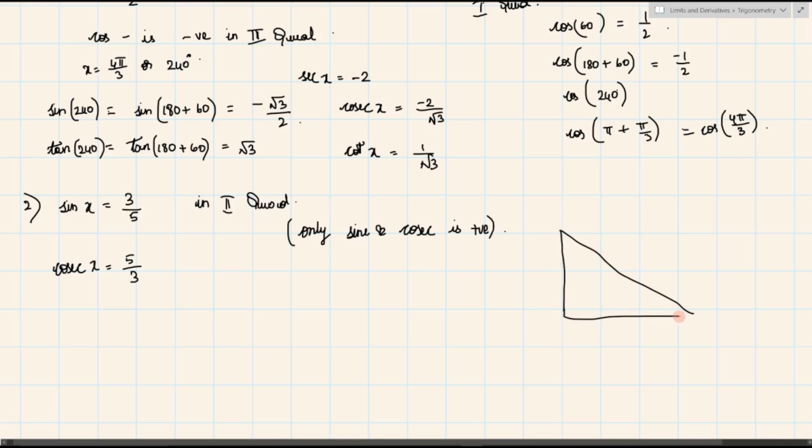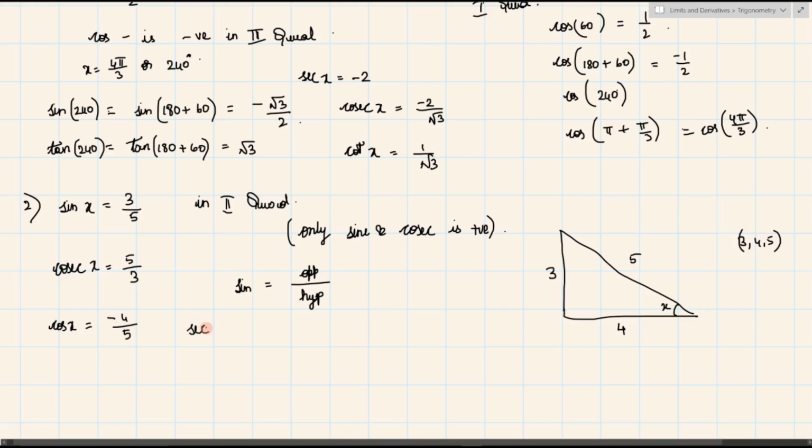Since we have to find everything else, we know by definition that sine is equal to opposite divided by hypotenuse, right? If this angle is x, the opposite is 3 and the hypotenuse is 5. Since 3, 4 and 5 is a Pythagorean triplet, the other side would be 4. So cos x is equal to minus, since cos is negative in the second quadrant, adjacent divided by hypotenuse, that is minus 4 by 5.